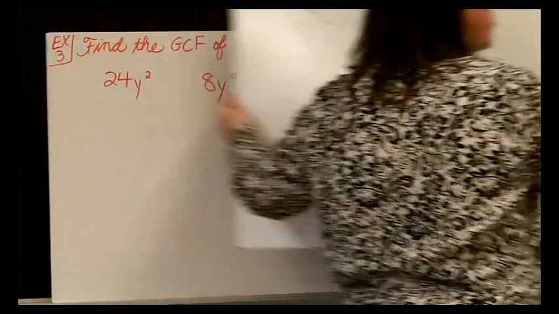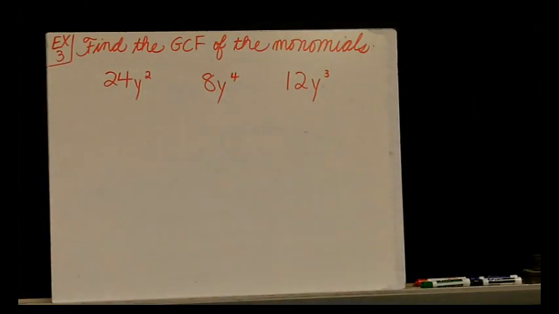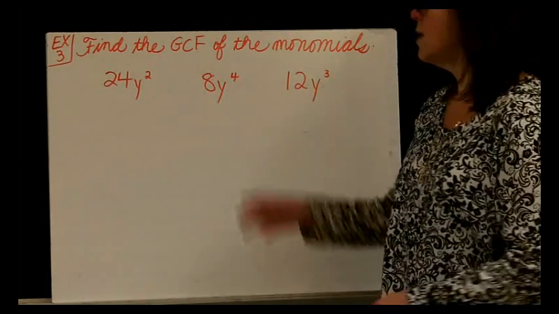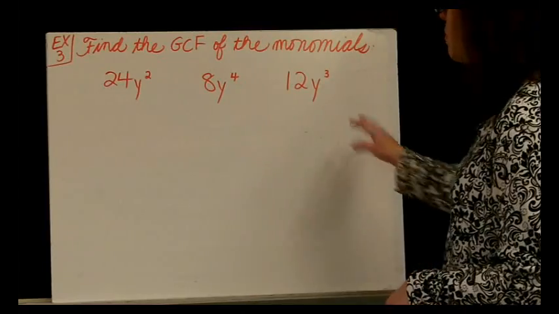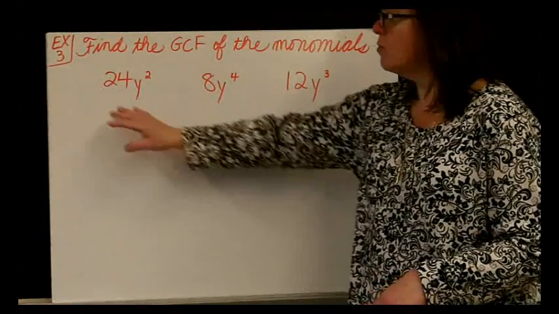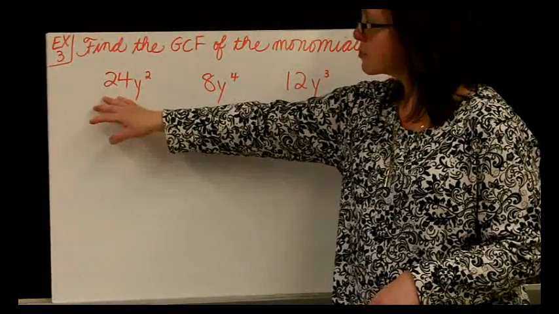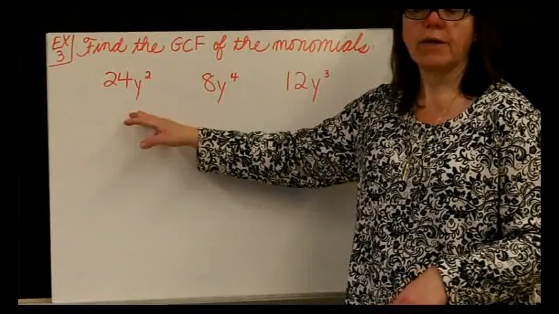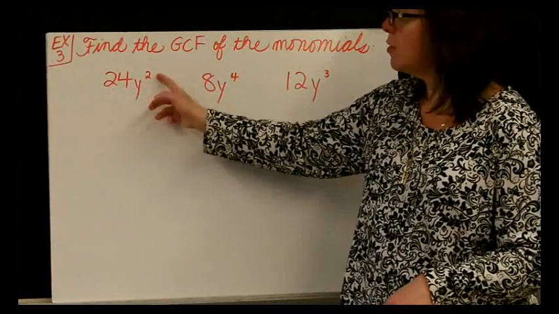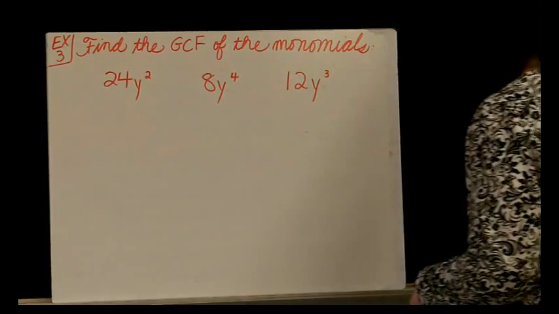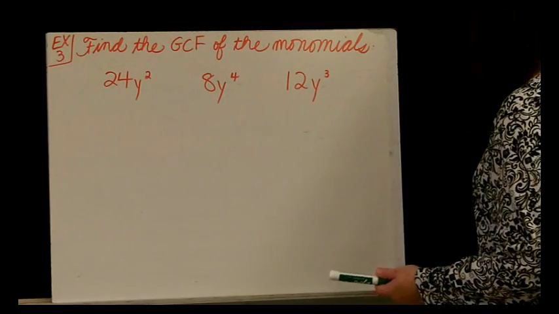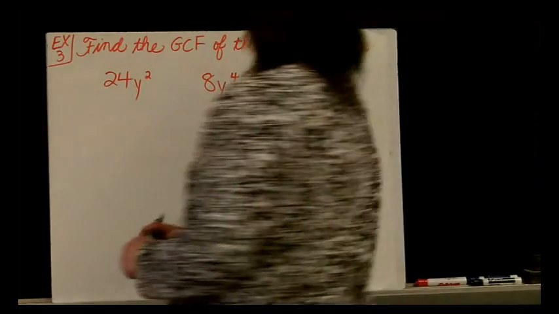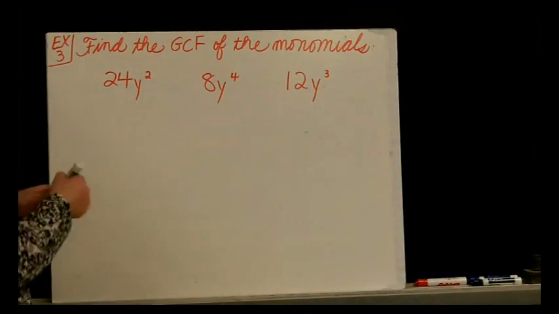Now, for example 3. We are going to take the same process, the same steps, to find the greatest common factor of monomials. You'll remember monomials are terms that are made by multiplying a whole number and a variable with a positive whole number exponent. Now, for the sake of room, what I'm going to do is, no, I think we'll have room.